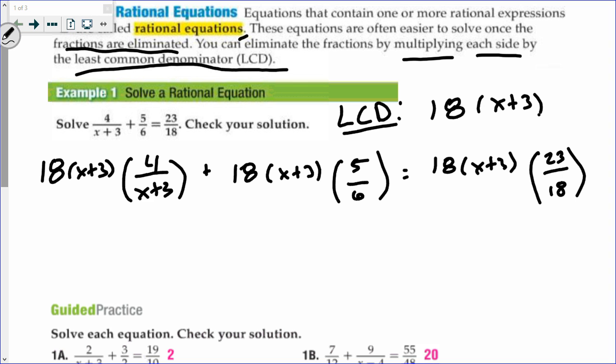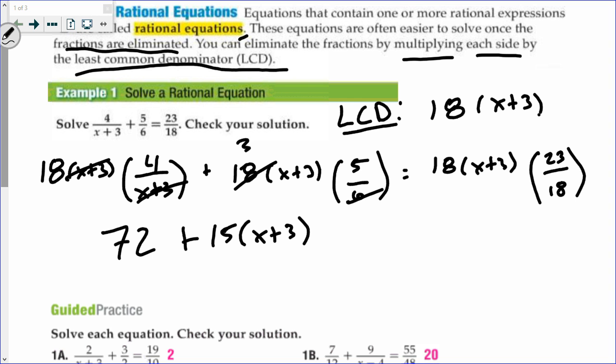Okay, x plus 3. Now I see a common factor of that in both pieces. So I'm left with 18 times 4, 72. Plus, what's a common factor that cancels here? How does the 6 cancel? Well, 6 and 18 have a common factor. So 18 can become 3. So I'm left with 3 times 5 is 15 times x plus 3. And then over here, 18 is the common factor that cancels. So I'm left with 23 times x plus 3.